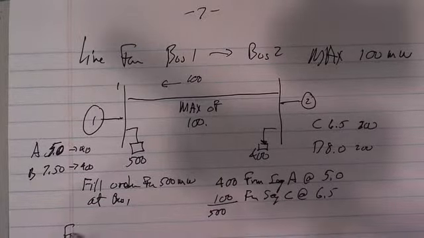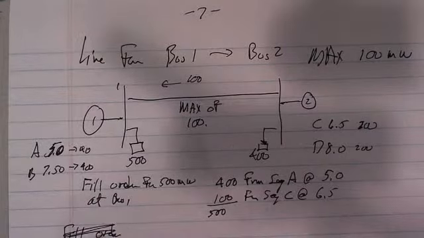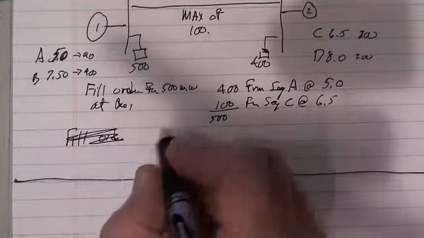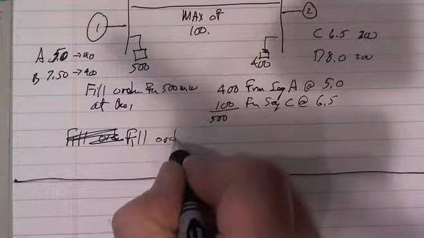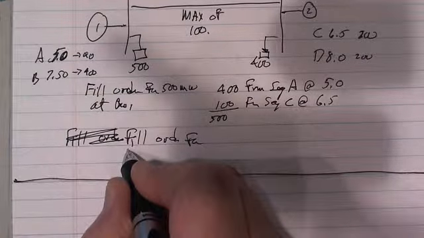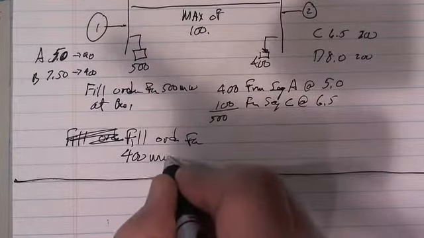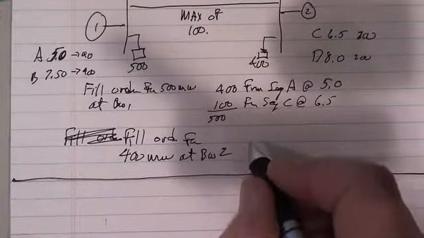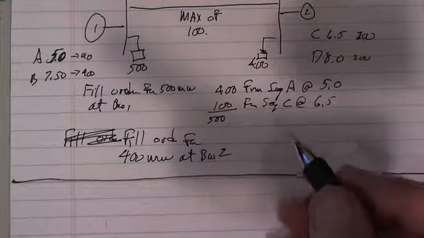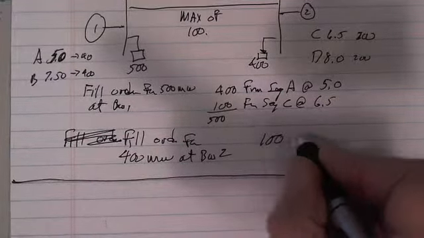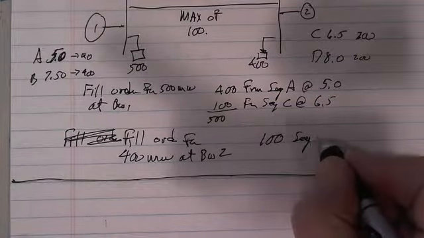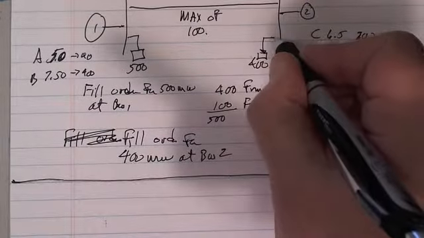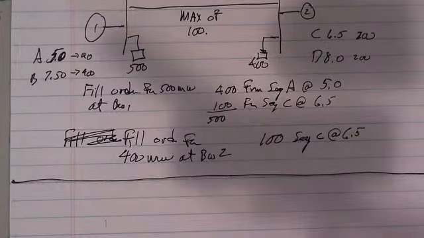Now I'm going to fill the order. Let me do this starting on the next page. I'll push this up a little bit here. Now let's say fill order for the 400 megawatts at bus 2. All right, so I'm going to start out the same way I did before. I'm going to say, well, I'll buy the remaining 100 megawatts from segment C at 6.5. Doesn't load the transmission line. It just comes out of here and into the load.